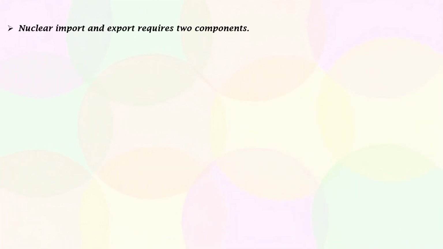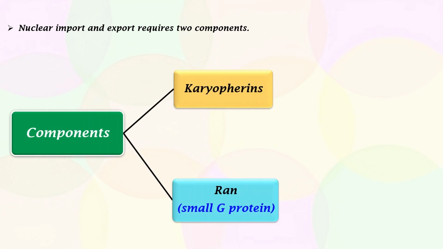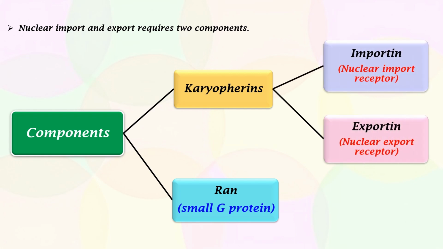Nuclear import and export requires two components: karyopherins, and RAN, which is a small G protein. Karyopherins are categorized into two types based on their functions: nuclear import receptor called importin, and nuclear export receptor called exportin. RAN is a GTPase, which binds guanine nucleotides, that is GDP and GTP.